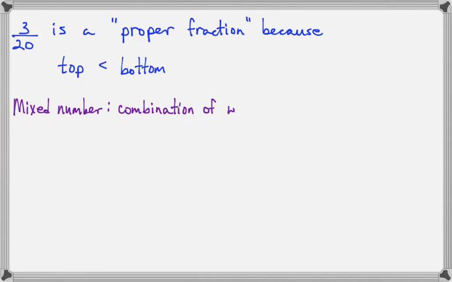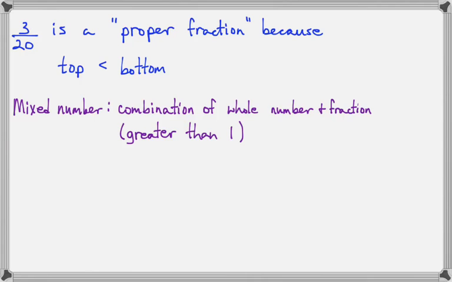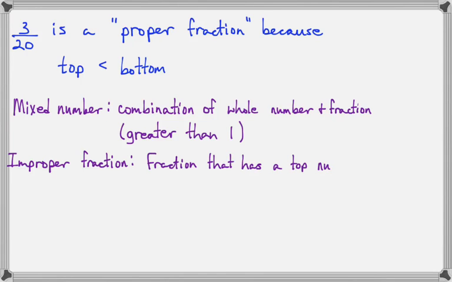But a mixed number is a combination of a whole number plus a fraction. And so a mixed number necessarily must be greater than 1, because the whole number itself is at least 1, and then you add a fraction to that, you get something bigger than 1. And an improper fraction is a fraction that has a top number that is larger than the bottom number. So if you have more pieces than it takes to make the whole thing, that's called an improper fraction.